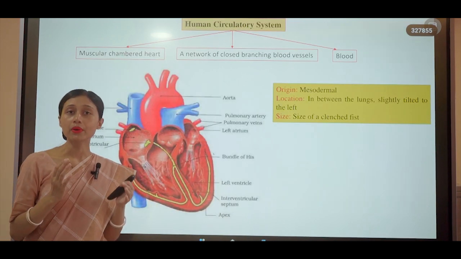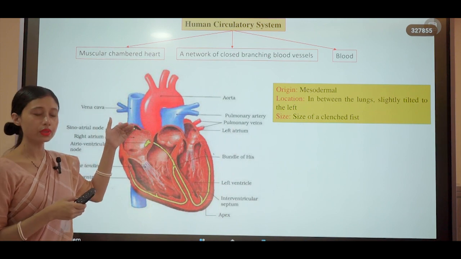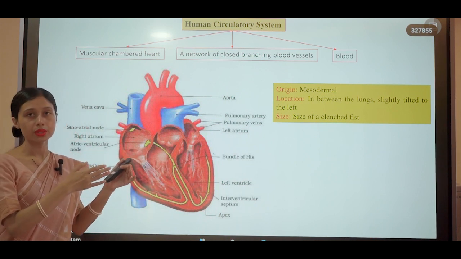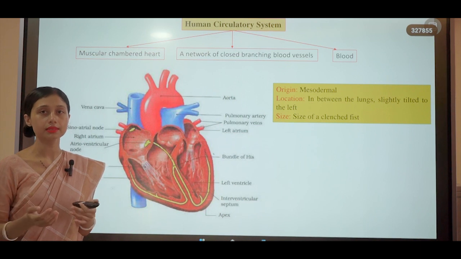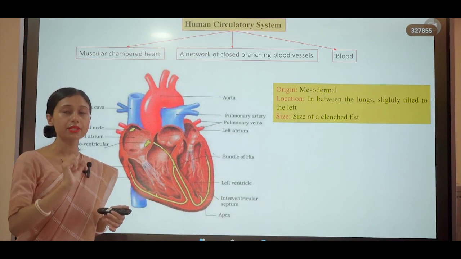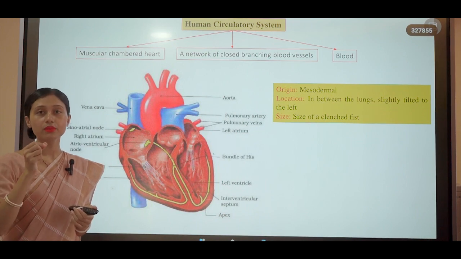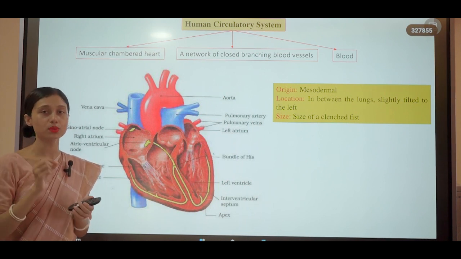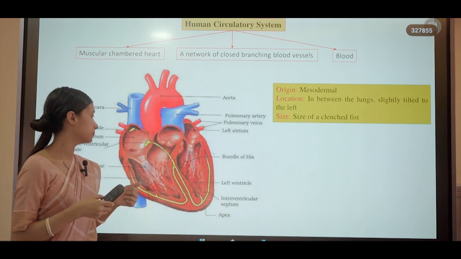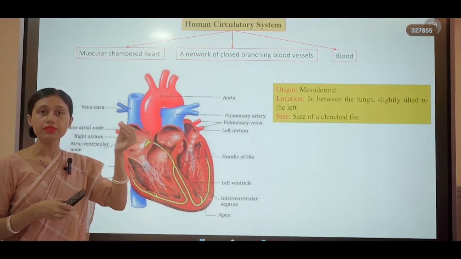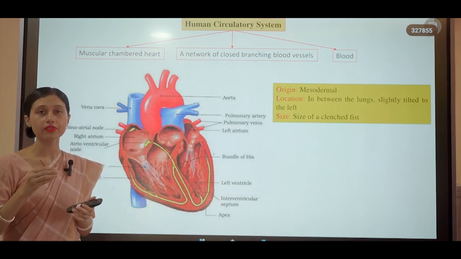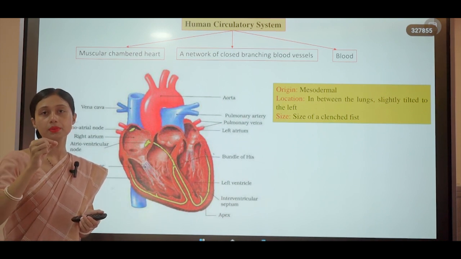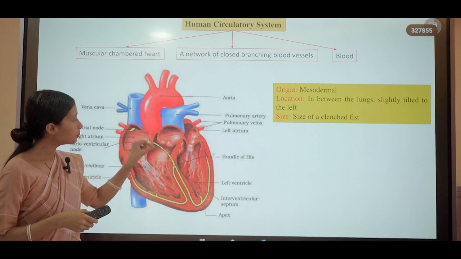Our heart has 4 chambers: 2 upper chambers which are relatively smaller and 2 lower chambers. The upper chambers are called the atria, the right atrium and left atrium. The lower chambers are called the ventricles, the right ventricle and left ventricle. Both the atria are separated by a thin muscular wall known as the interatrial septum, and both the ventricles are separated by a thick muscular wall known as the interventricular septum. The atria and ventricles of the same side are also separated by a thick fibrous wall known as the atrioventricular septum. Each of these septa is provided with an opening so that the chambers are connected.